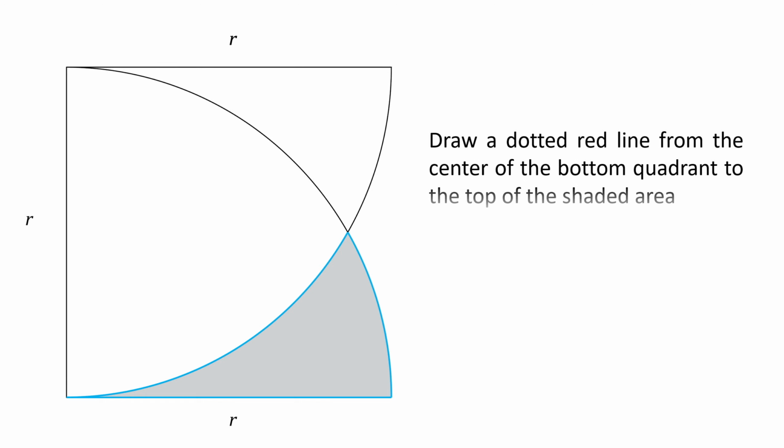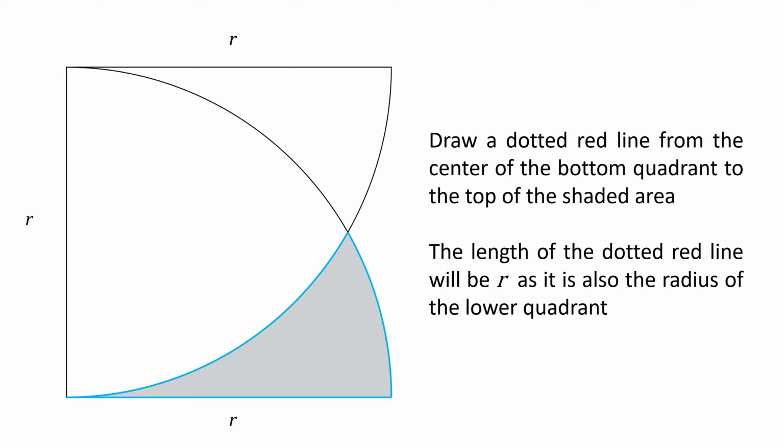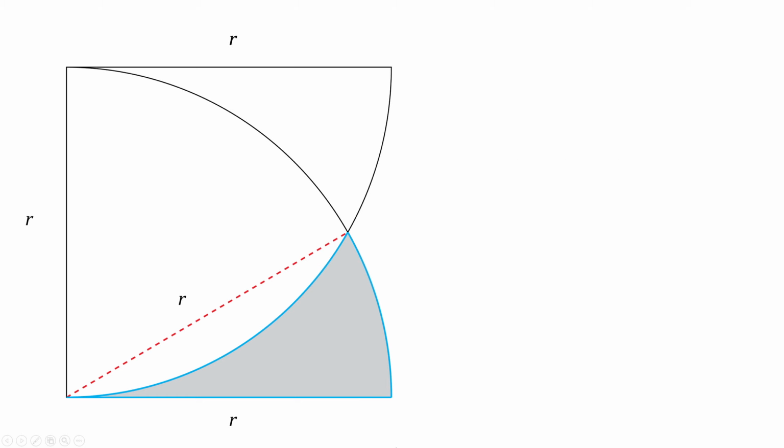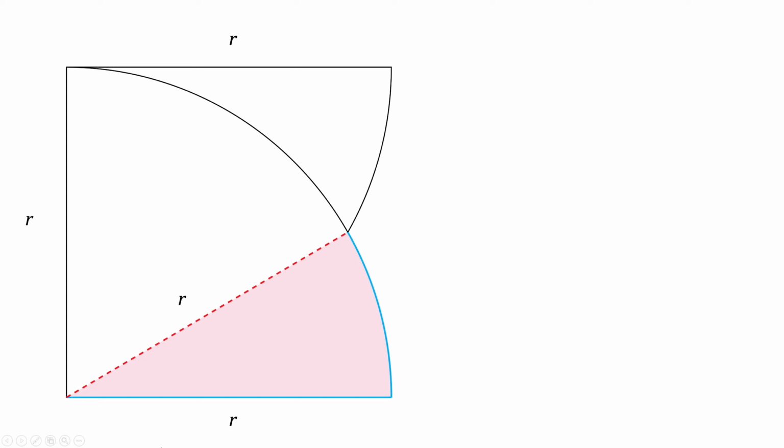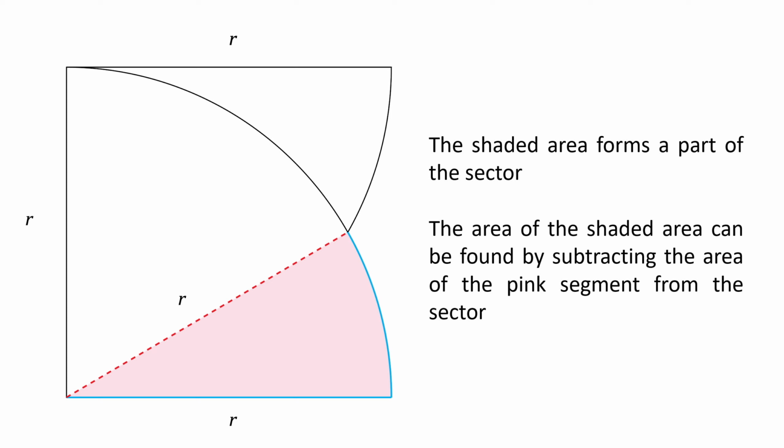Draw a dotted red line from the center of the bottom quadrant to the top of the shaded area. The length of the dotted red line will be r, as it is also the radius of the lower quadrant. Note that the red dotted line and blue lines form a sector. The shaded area is part of the sector.